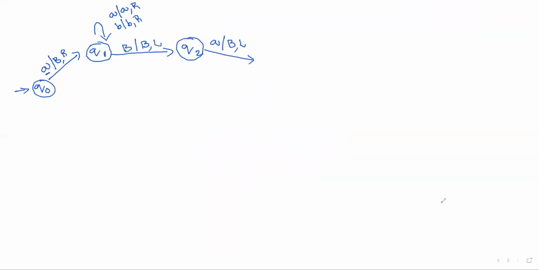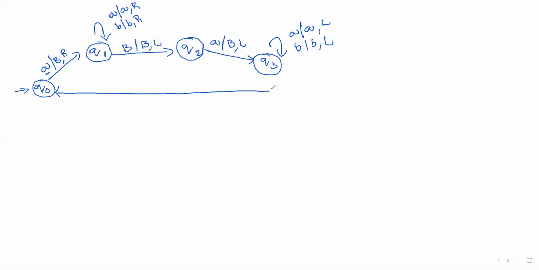The same process. Suppose see this one, state Q3. On Q3, if you are receiving any A, A is replaced with A and move to the left. Any B is replaced with B and move to the left. And the same process is repeated whenever we are receiving a blank symbol. Again, the process is repeated. If you are receiving a blank symbol, B is replaced with B and then move to the right direction.